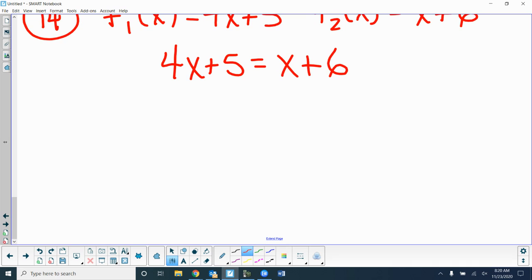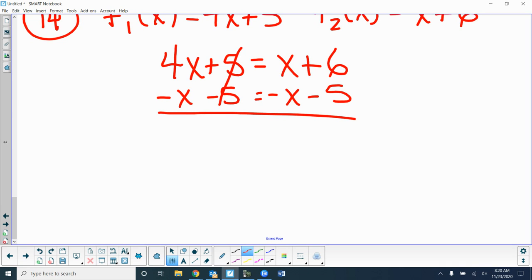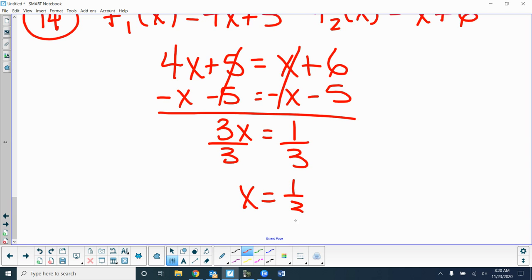So I'm going to subtract the x, subtract the 5 to get the x's together and the constants together. On the right and the left, 4x minus x, remember, is a 3x, and 6 minus 5 is a 1. Divide by 3, so you get 1/3. Don't overthink those last two. Don't second guess yourself. Just do what it says.